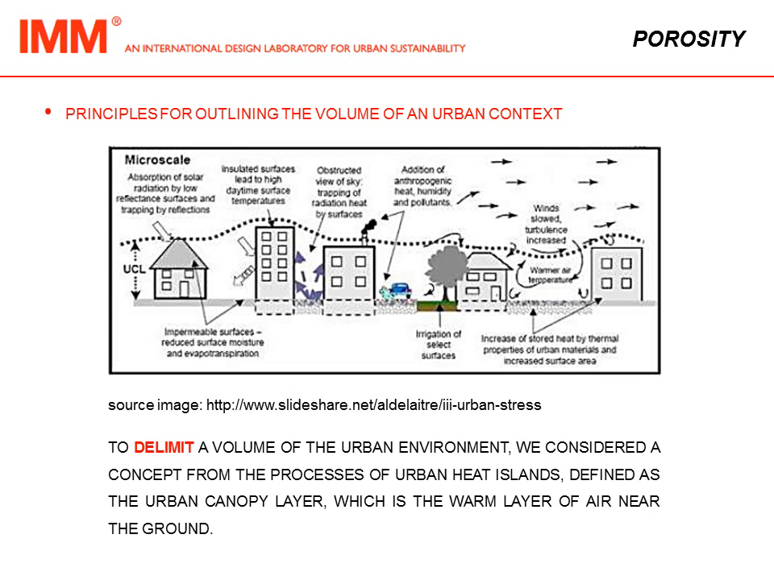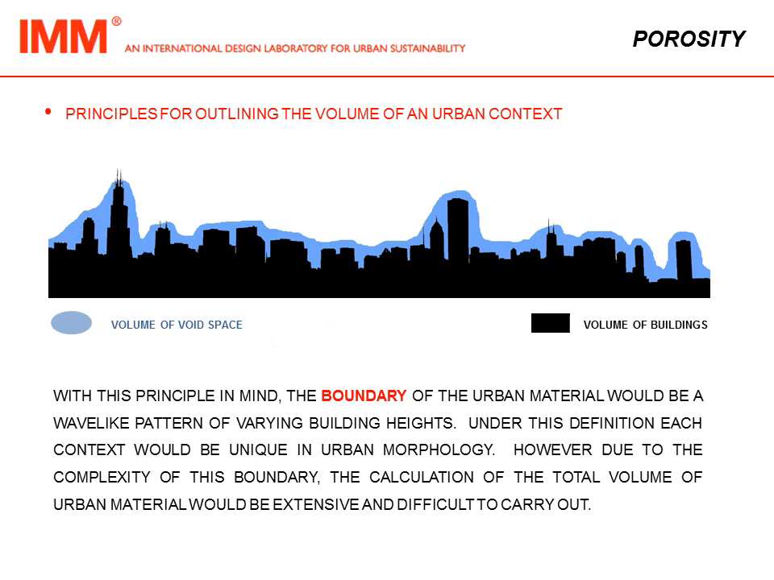To delimit the volume of the urban environment, we consider a concept from the processes of the urban heat island, defined as the urban canopy layer, which is the warm layer of air near the ground. With this principle in mind, the boundary of the urban material would be a wave-like pattern of varying building heights. Under this definition, each context would be unique in urban morphology. However, due to the complexity of this boundary, the calculation of the total volume of urban material would be extensive and difficult to carry out.